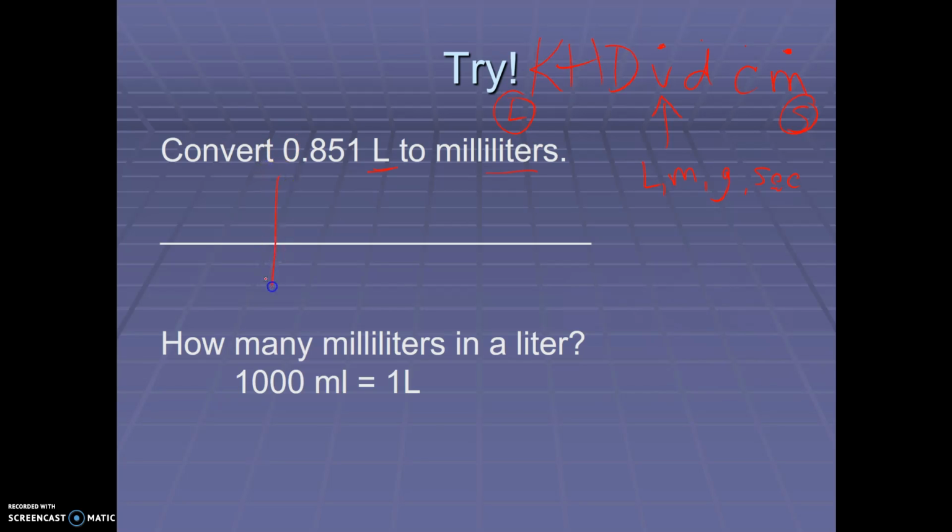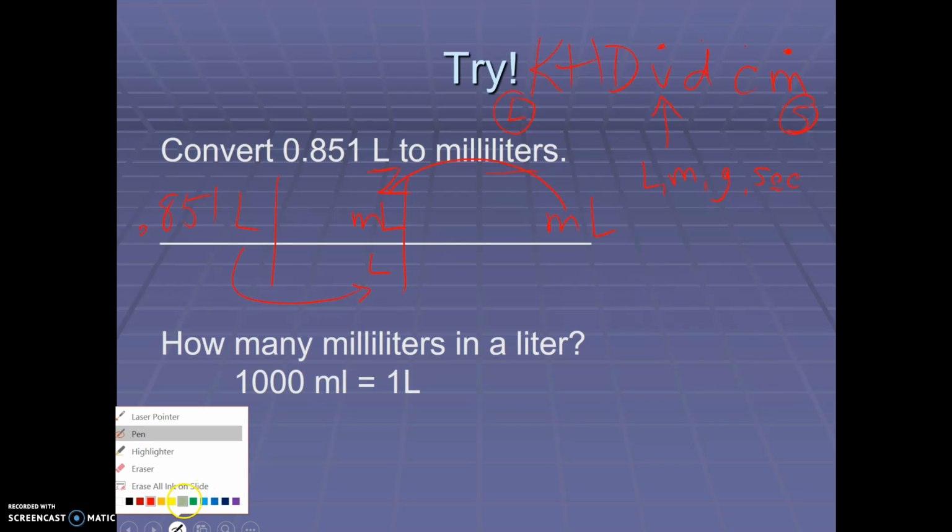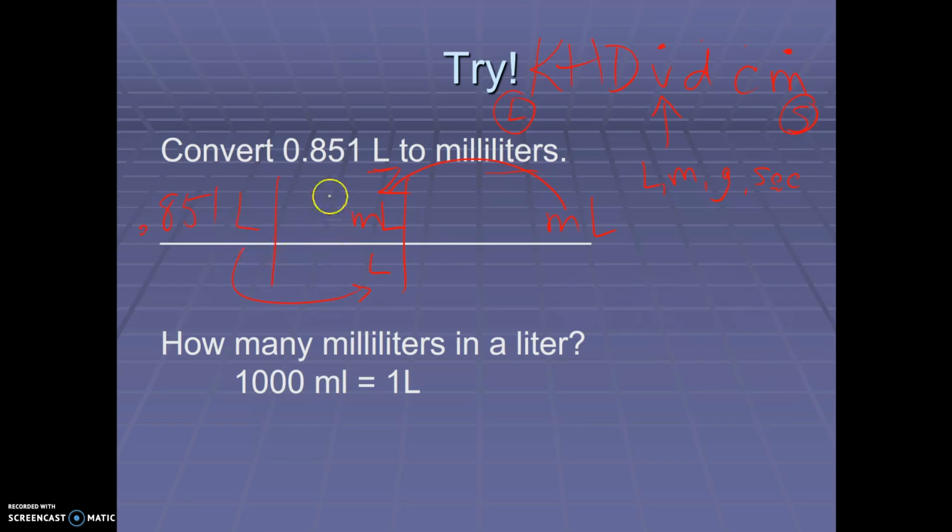So as I set this up, I'm going to put my given on the upper left, 0.851 liters, and then remember that the units need to cancel. So I need the units to agree here, and at the end I want milliliters, so I need those units right here. I want to make sure I get them in the correct locations. And how many equal how many? Well, my conversion factor told me that. So I want to have 1 liter equal to 1,000 milliliters.